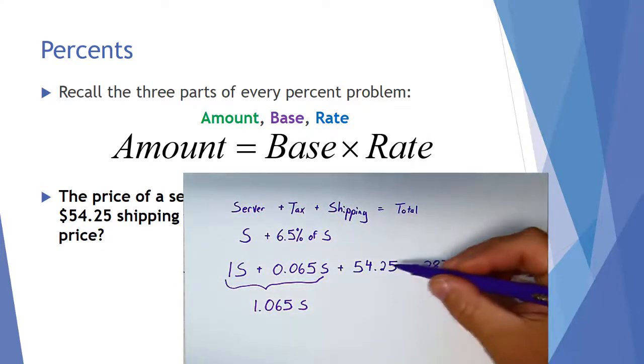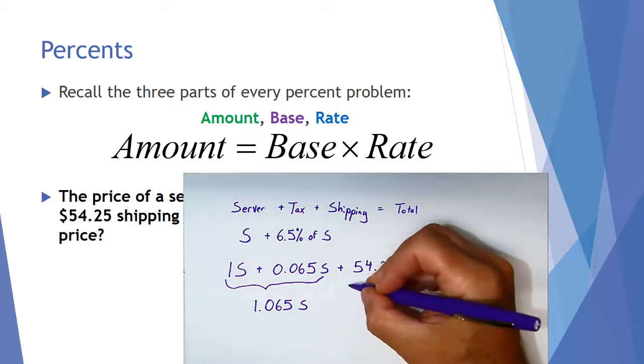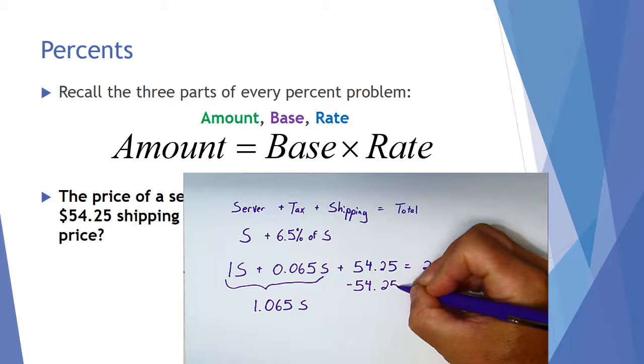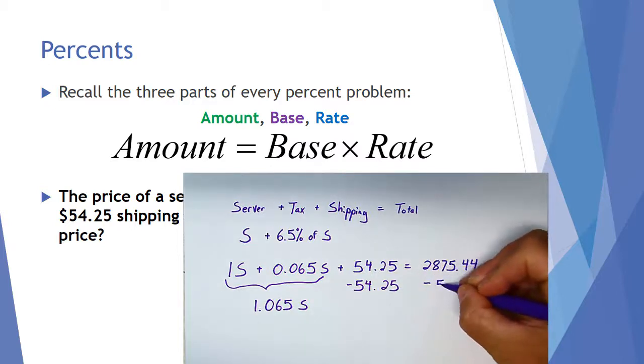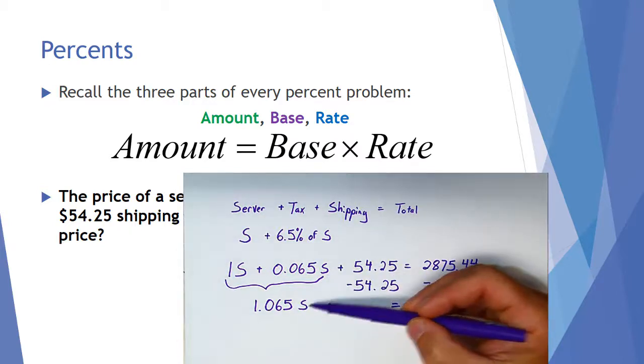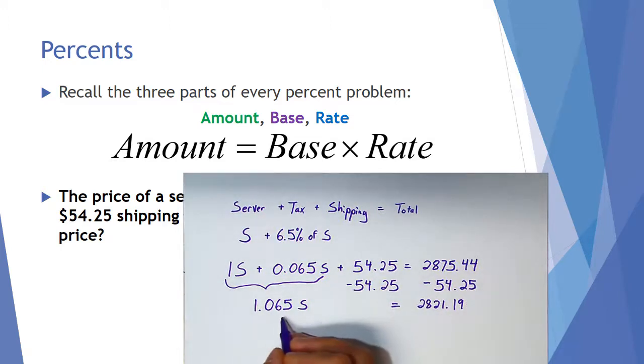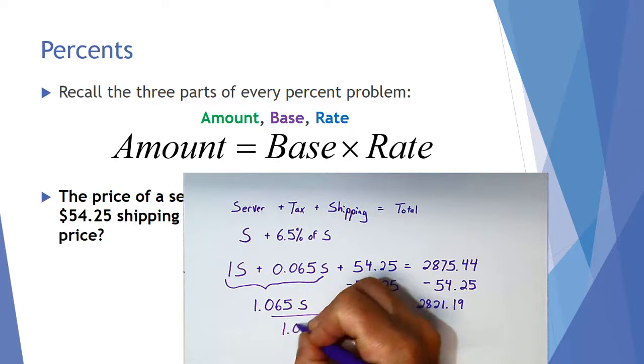And then we will subtract off the $54.25 from both sides. That'll tell us what the price of the server and tax was without the shipping on. And so 1.065S is equal to 2821.19. And we're home free from there. We can divide by 1.065.